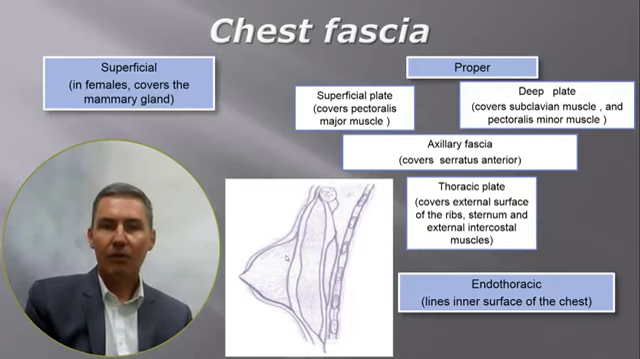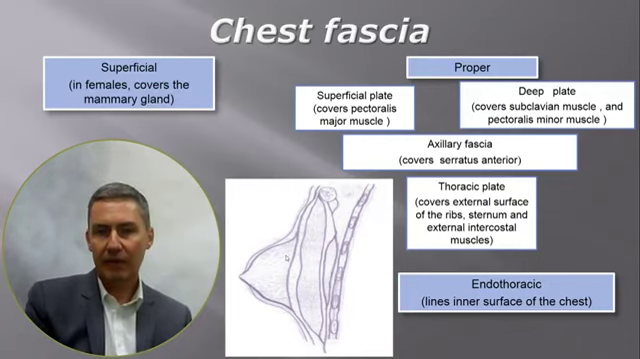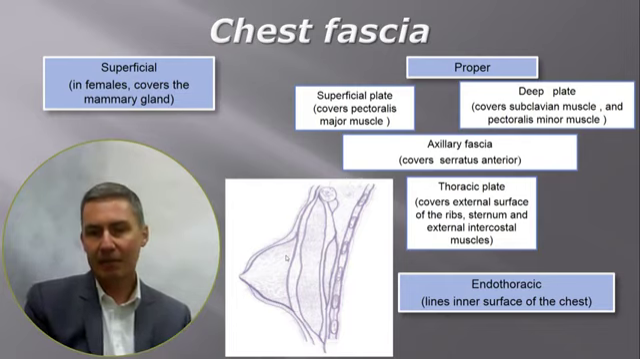The thoracic plate, or endothoracic fascia, covers the external surface of the ribs, sternum, and external intercostal muscles. So it's the thoracic plate. And the endothoracic fascia is the next fascia, which is located inside of the thoracic cavity and lines the inside of this thoracic cavity.